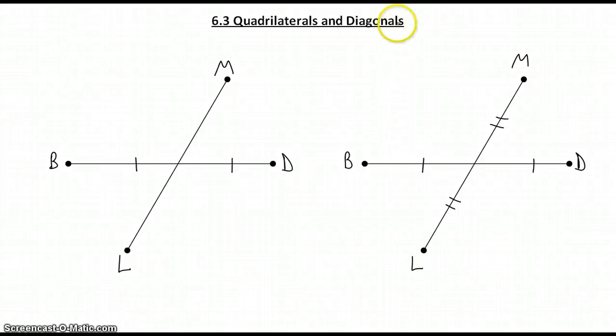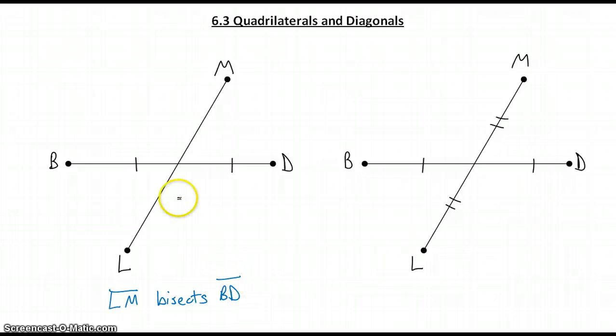In order to decide how the diagonals of a quadrilateral are related to each other, we have to look at the information that we're given. In example number 1, this segment of BD is congruent to this segment of BD. So if we look, BD has been bisected. We can say that LM bisects BD. It might be that BD bisects LM, but we don't know that for sure.